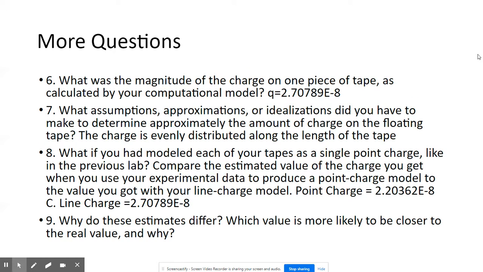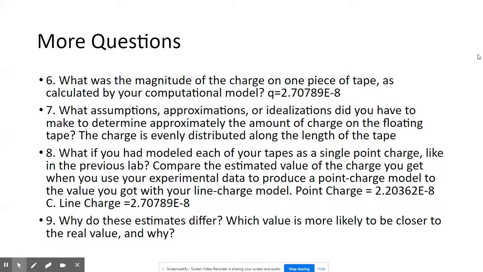The magnitude of the charge of the tape was calculated computationally to be 2.70789e-8 coulombs. The assumption that we made is that the charge is evenly distributed along the length of the tape. And number 8: experimentally it was determined that when implementing the point charge model, the calculated charge of the tape is 2.20362e-8 coulombs.